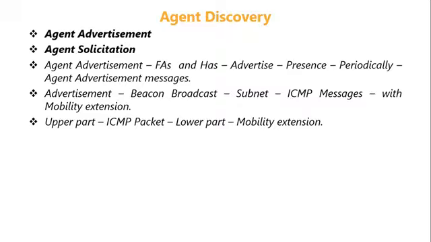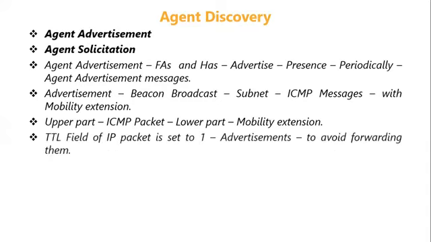So the advertisement packet contains two parts. The upper part is the ICMP packet. The lower part is the mobility extension. Mobile nodes must be reached with the appropriate link layer address. The TTL field of the IP packet, time to live, is set to 1 for all advertisements to avoid forwarding them. The advertisement need not be forwarded further.